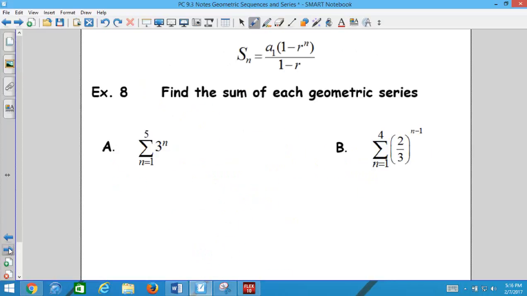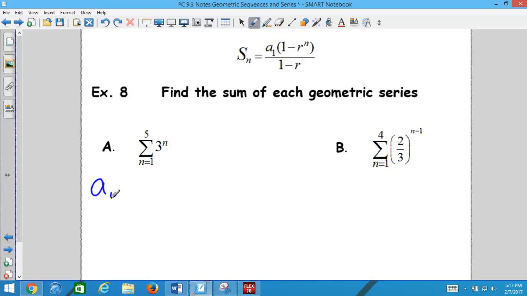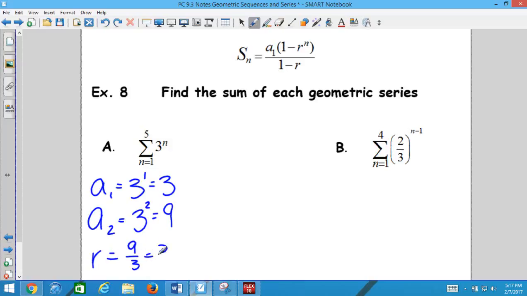All right, next section, find the sum of each geometric series. These are given to us in sigma notation. I'm going to start by finding my first term. To find my first term, I'm going to plug in 1, and I get 3. I'll find my second term, plug in 2, and I get 9. I'm going to use both of those terms to find my rate. 9 over 3 is 3.